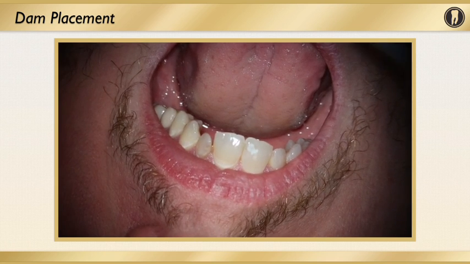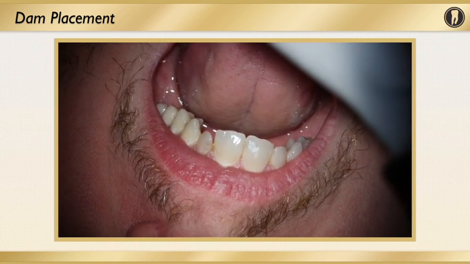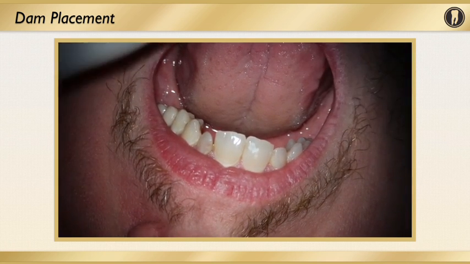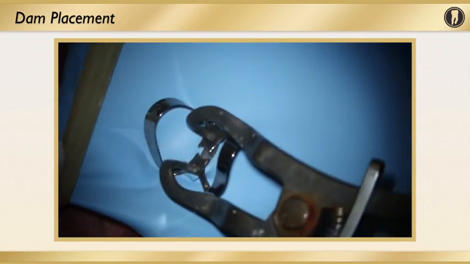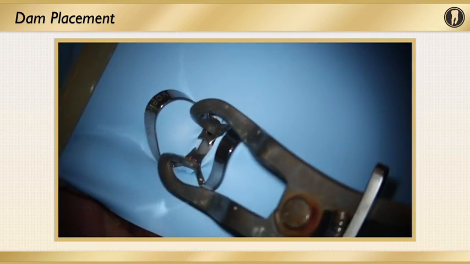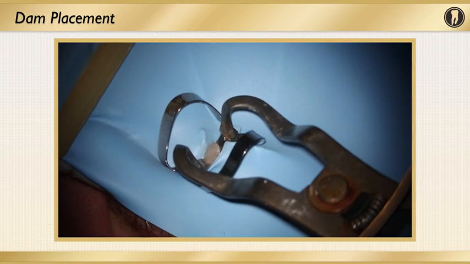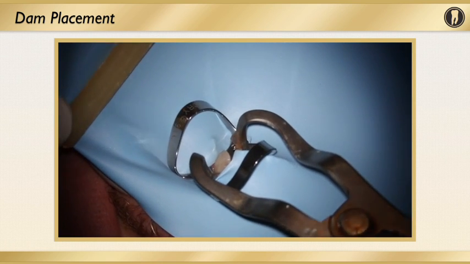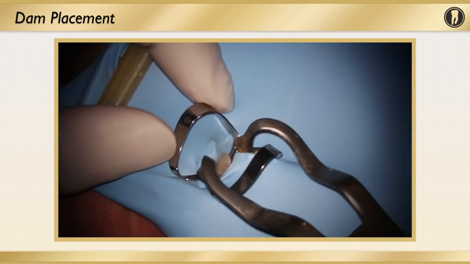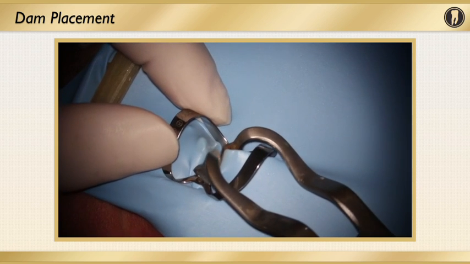In this case, you can still place the number 9 clamp and the rubber dam the same way you would do all anterior teeth. It fits right on there. The only difference in this case is, if you look, you can see that you can't access through the lingual. You have to do a facial access on this case.